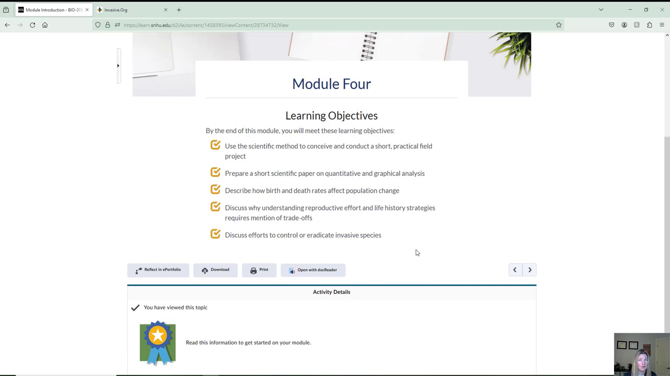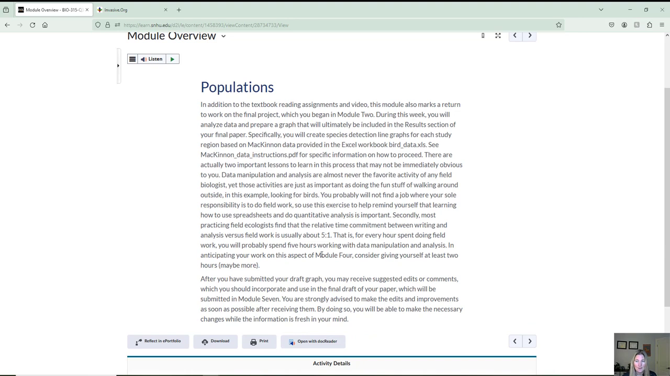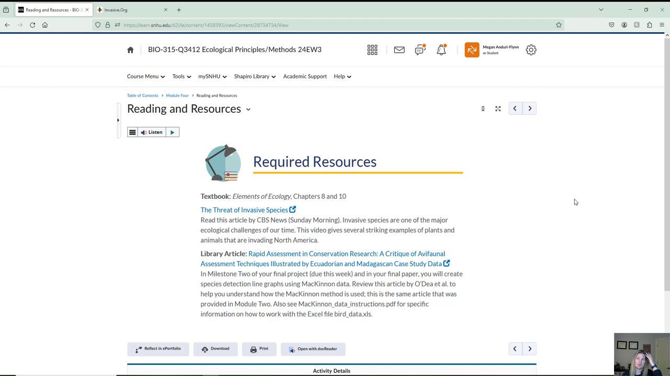So those we'll learn in our textbook readings this week. And then finally, discuss efforts to control or eradicate invasive species. So this kind of involves our discussion post for the week. So as far as the population overview, it's going to talk a little bit more about Module 2, the final project, because we're going to be getting into Milestone 2 this week. So I'll talk a little bit about that later on. But let's actually move into the required resources for this week.